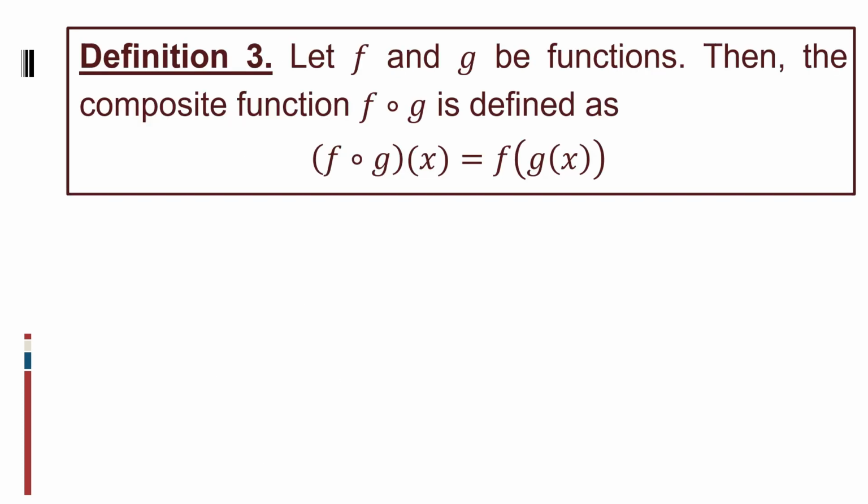And the last operation is called the composite function or composition of functions. So we let f and g be functions. Then the composite function f circle g is defined as f circle g of x is equal to f of g of x. So dito parang ine-enclose ni f yung g natin. Kaya nga f circle g. Okay? Gagamitin natin yung g of x to evaluate our f.